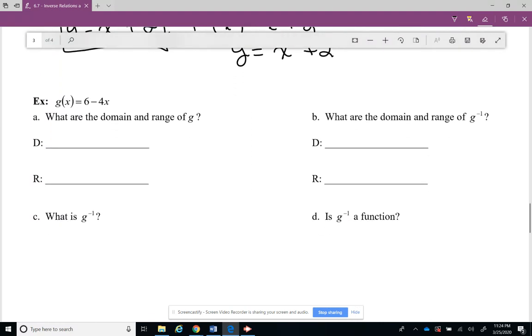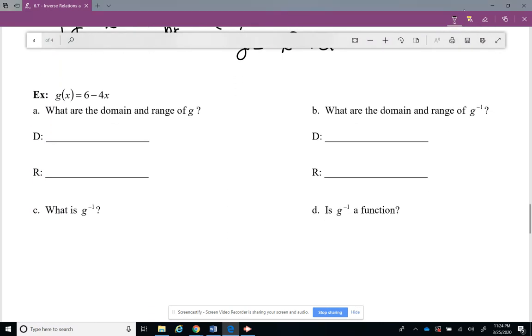All right, let's go to the next example. We're going to call this example 2 in case you're doing this in your spiral composition notebook. All right, you read this as g of x. It just means it's another problem. F of x was the first one we were doing. The next one we're doing is g of x.